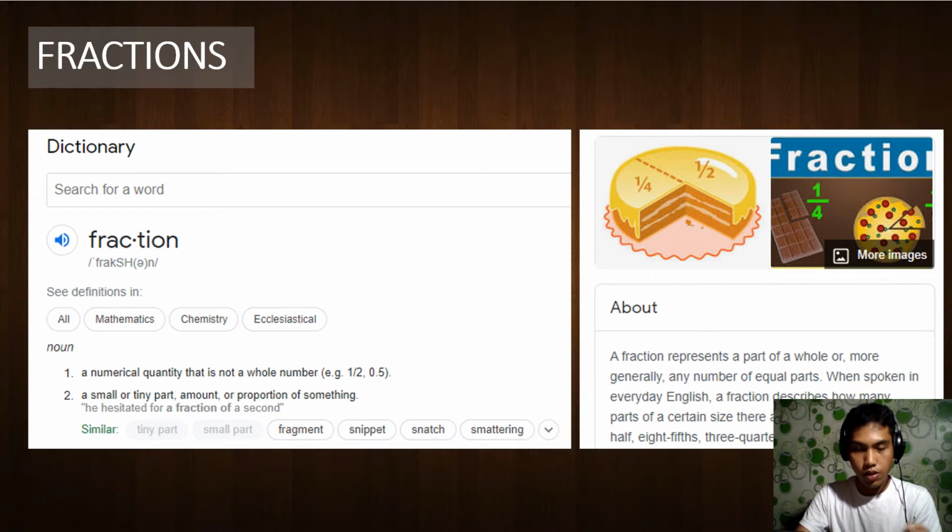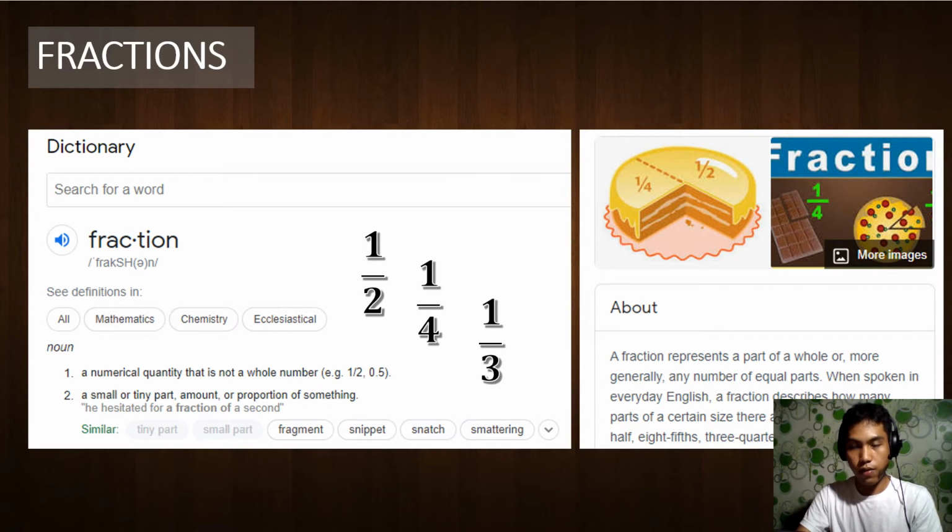As we search for fraction through the internet, a bunch of definitions will pop up. By definition, it is a numerical quantity that is not a whole number, a small or tiny part. A fraction represents a part of a whole or more. One example of that is one half. We also have 1/4 and 1/3.